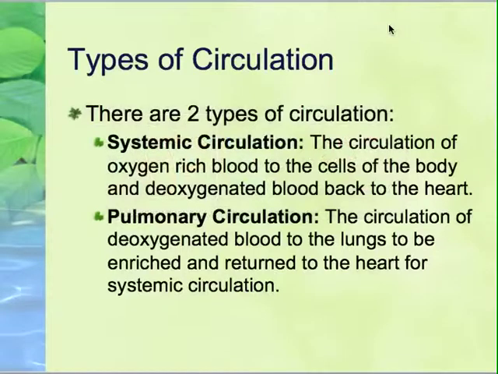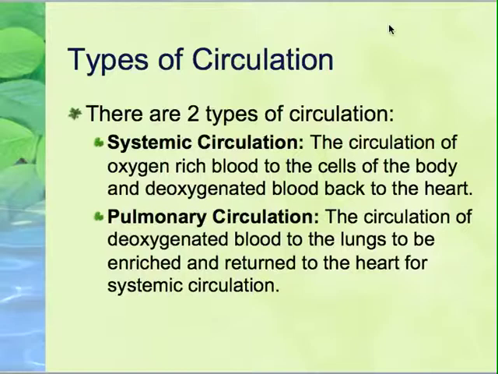Systemic circulation is the circulation of oxygen-rich blood to the cells of the body and that deoxygenated blood back to the heart itself. Pulmonary circulation is the circulation of deoxygenated blood to the lungs and the return of that enriched blood back to the heart. So we've already kind of covered those pathways, but we can now classify them.